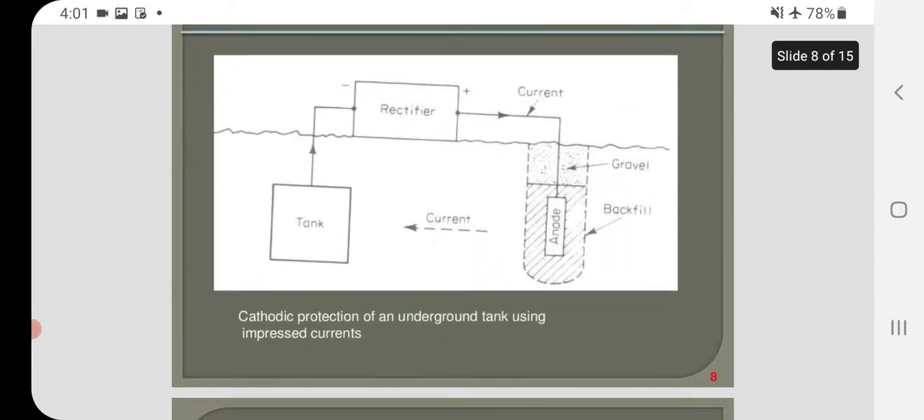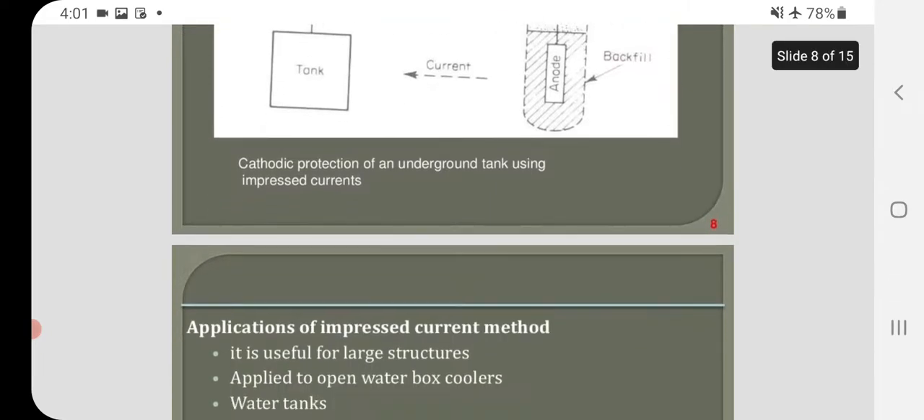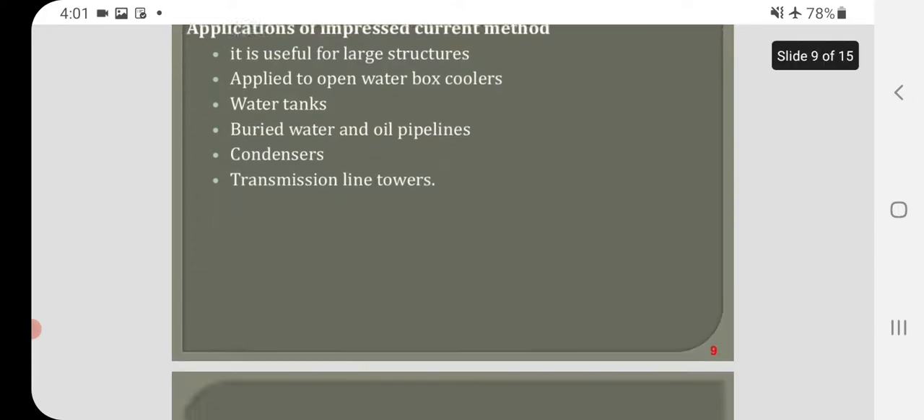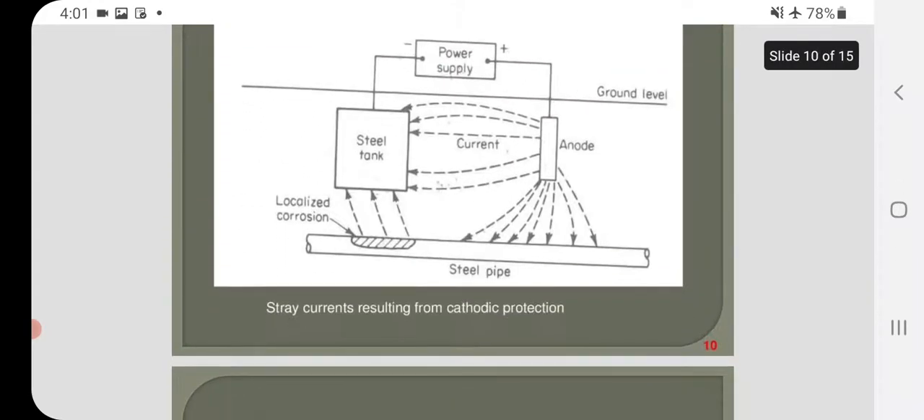This is a diagram of cathodic protection of an underground tank using impressed current. It contains rectifier, tank, current and anode. Application of the impressed current method: it is useful for large structures. Applied to open water boxes, coolers, water tanks, buried water and oil pipelines, condensers, transmission line towers. Next, these are the stray currents resulting from cathodic protection.